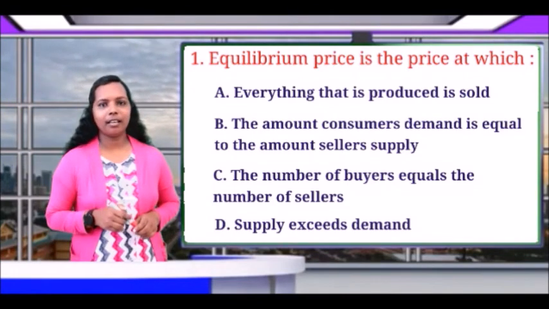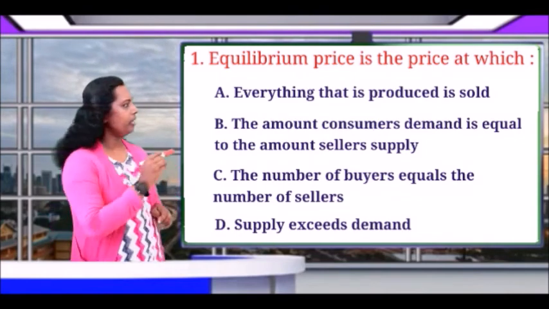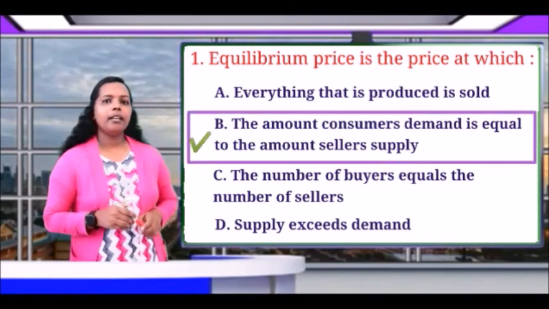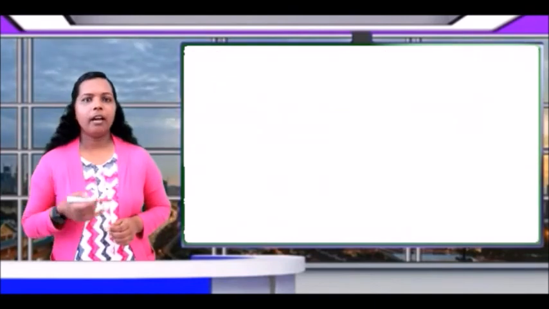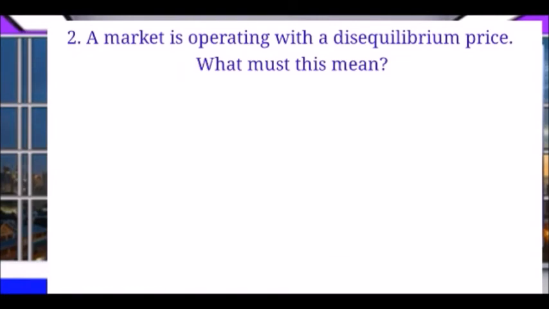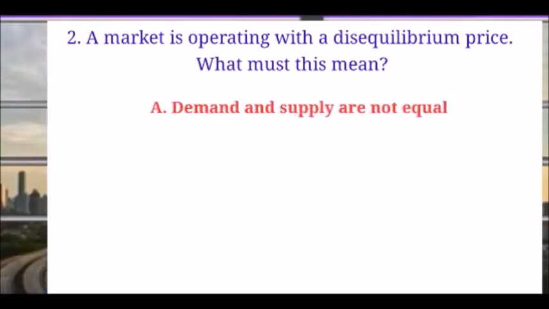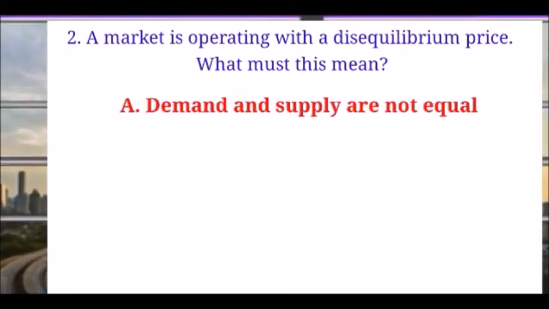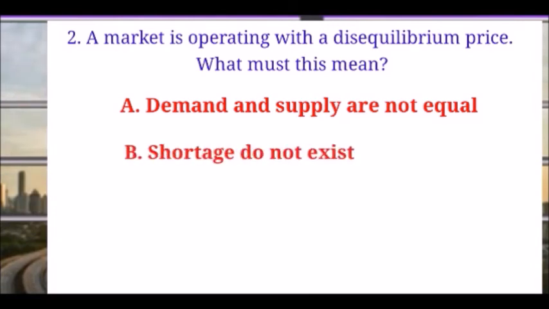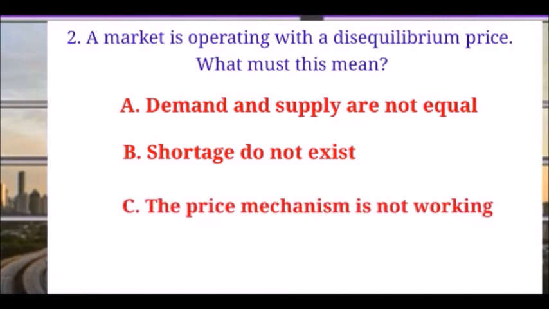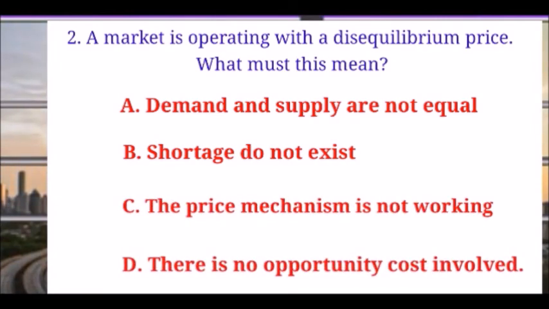Hope you got the correct answer. If you selected option B, your answer is correct. Let's check another question. Question number 2. A market is operating with a disequilibrium price. What must this mean? Option A, demand and supply are not equal; option B, shortages do not exist; option C, the price mechanism; option D, there is no opportunity cost involved.